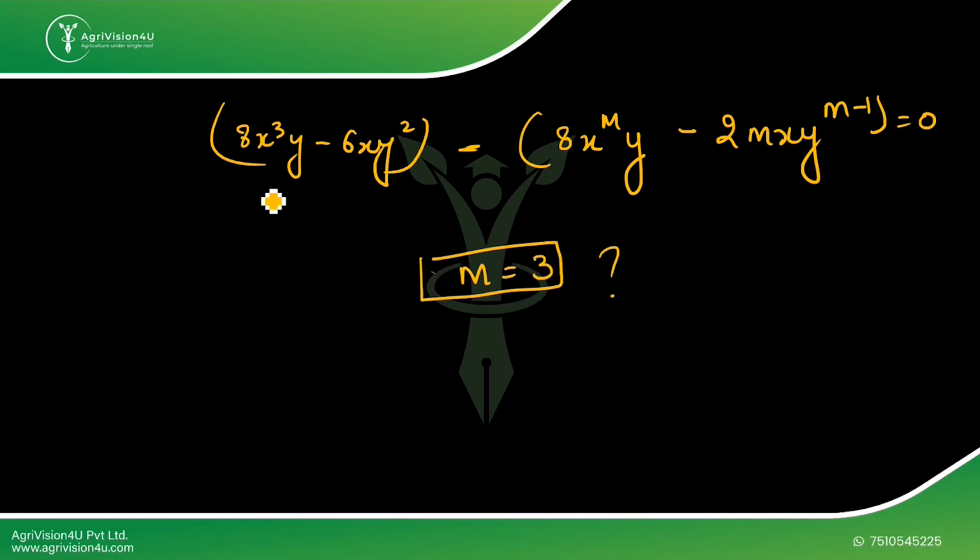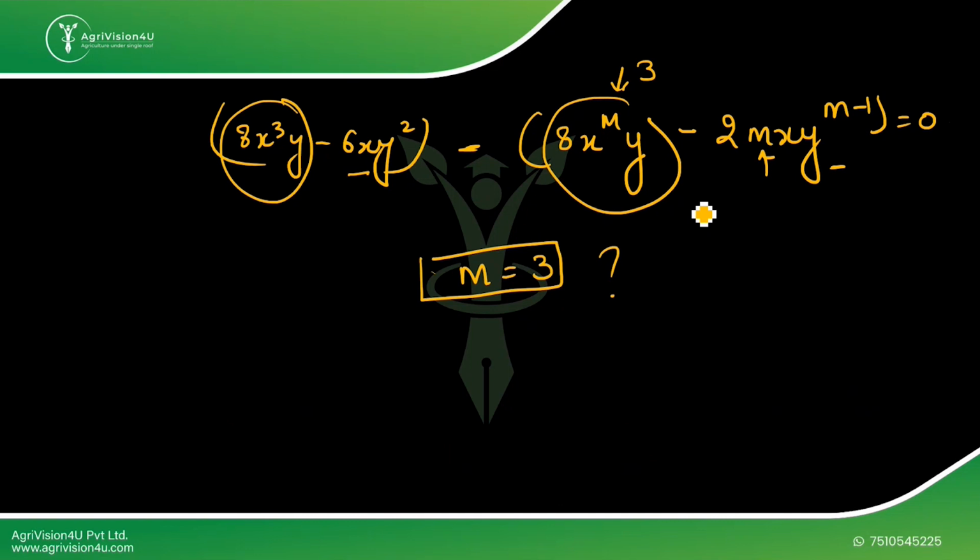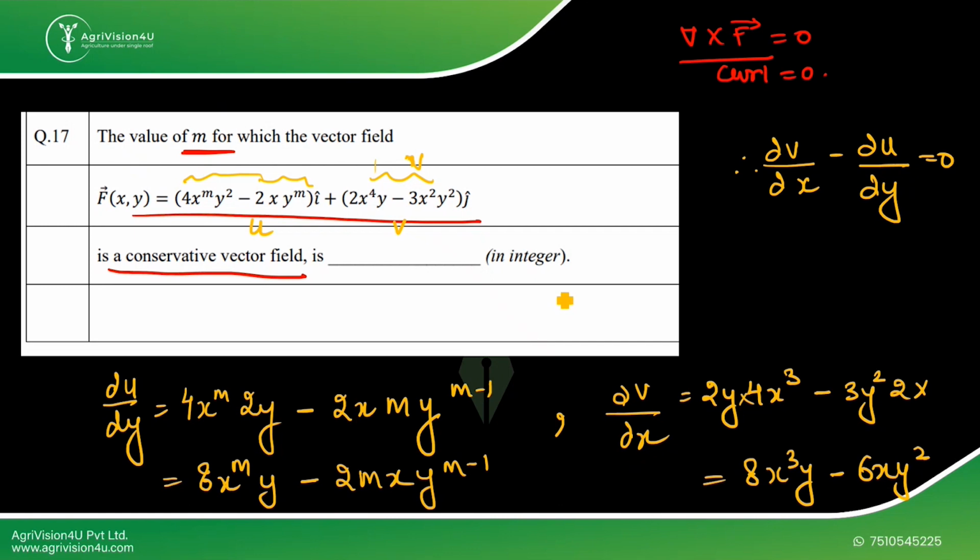How 3? Because you can see if I put the value of 3 here, I will get this value and this value the same. Then if I put the value 3 here, then again this value and this value will be the same. So ultimately I am satisfying LHS is equal to RHS. Okay, I will get 0 if I put m is equal to 3. And this is an integer, so no need to round off. The value of this is 3. Okay, so this is about this question.